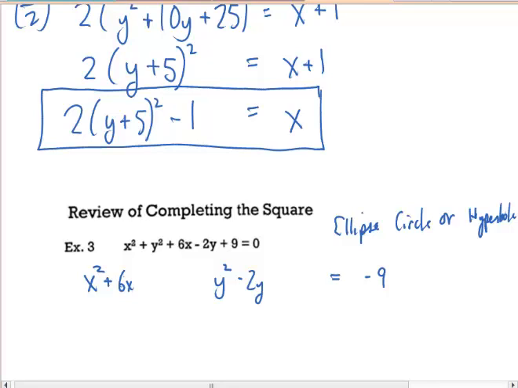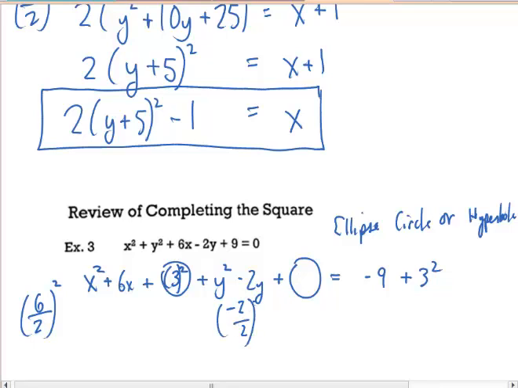Now, when I have x squared plus 6x, I go through the algorithm and say I've got 6 divided by 2, and I'm going to square that. So my perfect number here is going to be 3 squared. If I add 3 squared here, I've got to add 3 squared to both sides. Plus y squared minus 2y. The perfect number to put here is take negative 2 divided by 2 and square it. So this will be negative 1 squared. That's basically 1 I'm adding, so over here, I'm going to add 1 also.